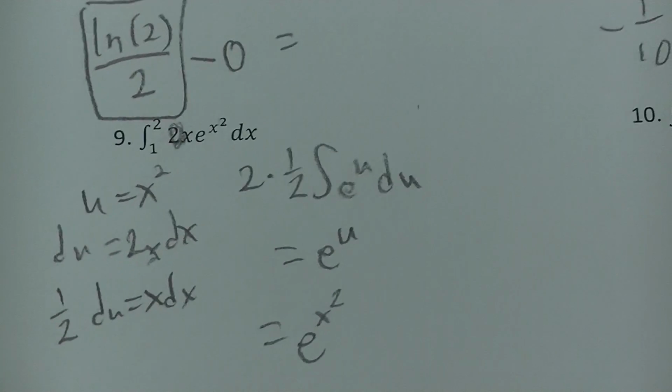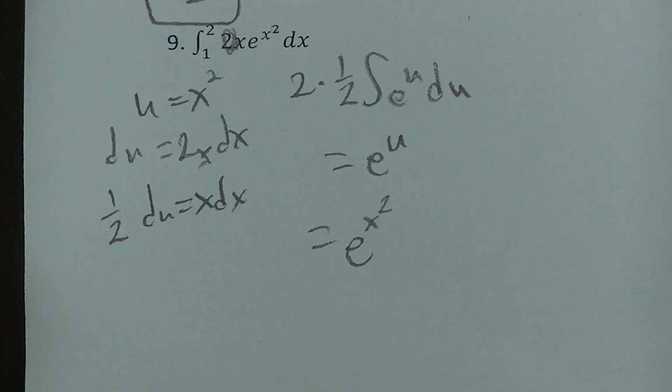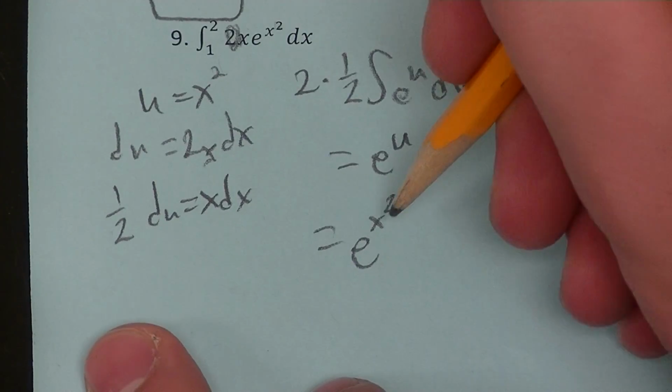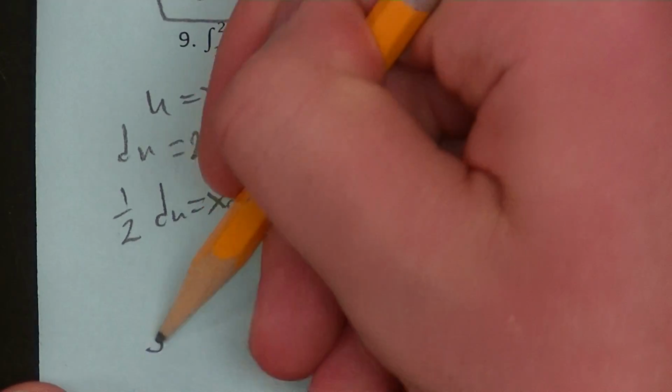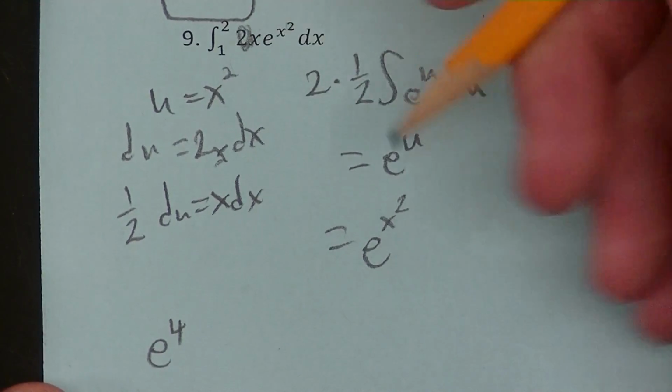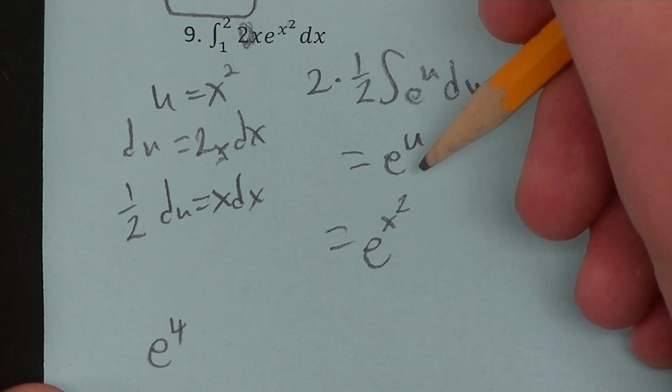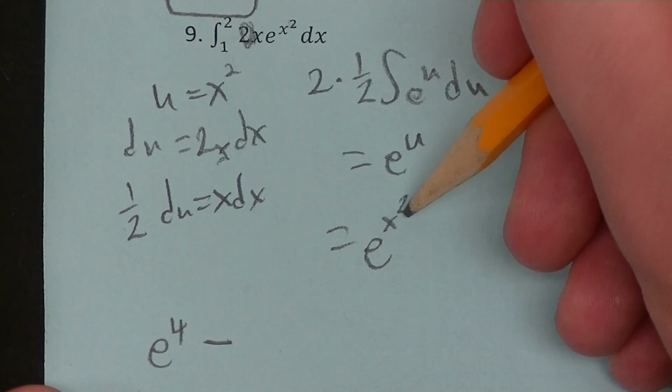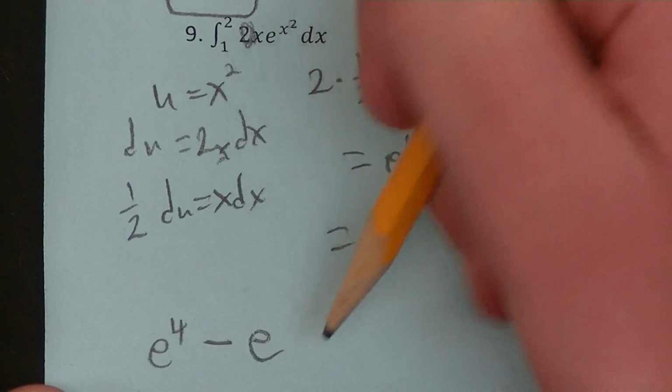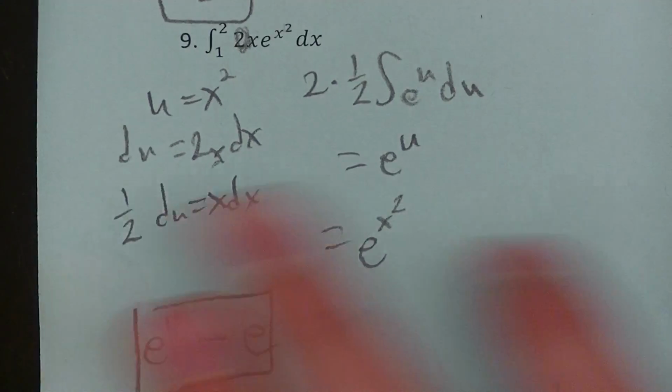And now don't forget to do our definite integral. So plugging in a 2 for this is going to be e to the 4, and now plugging in a 1 for this, well, 1 to the power of 2 is still 1, so now it's just e to the 1, it's just e. Another very simple thing there.